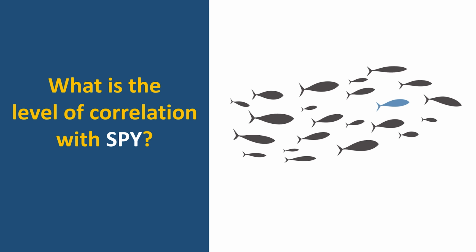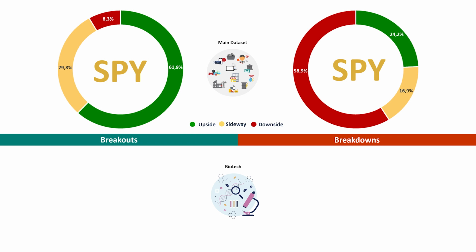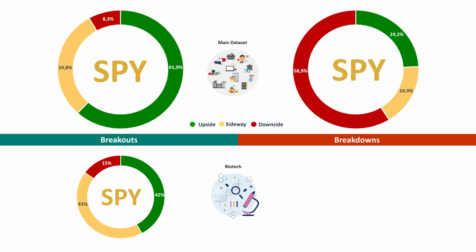What is the level of correlation with SPY? This question was answered by looking at what the SPY ETF did in the next 7 to 10 days after a breakout or a breakdown happened, and the answer could be the SPY moved upside, sideways, or downsides. Well, here are the results for the main data set displayed on top, and here are the results for breakouts in biotech. In 42% of the cases, when a breakout in biotech happened, the market was in an upside move, slightly lower than what we see on the main data set.